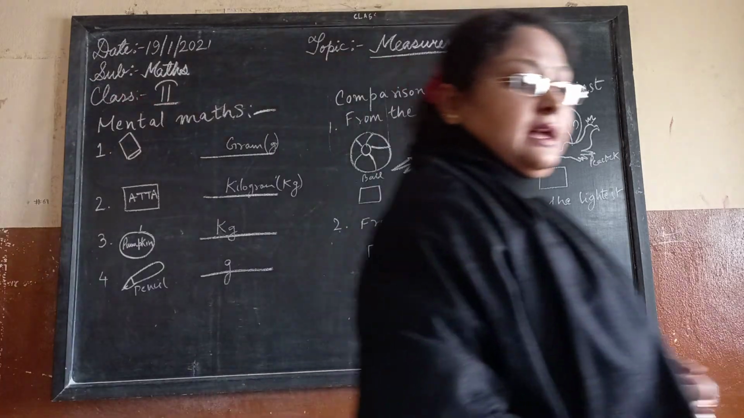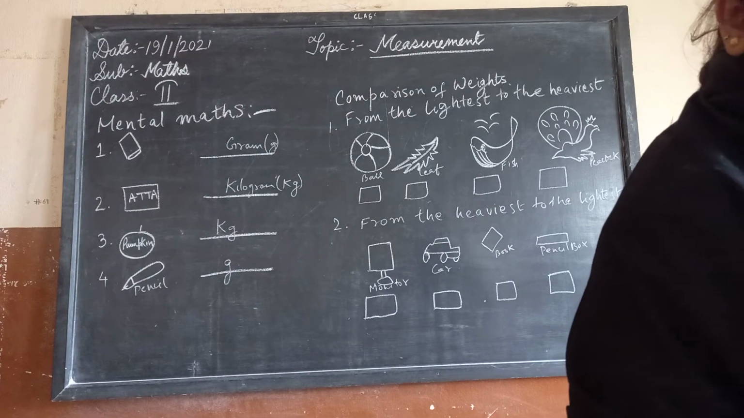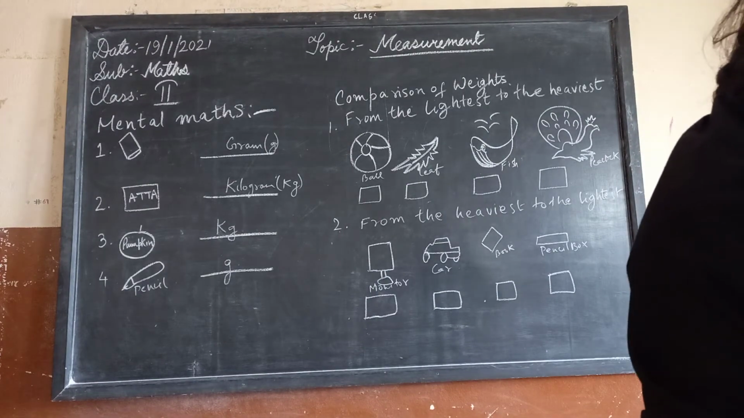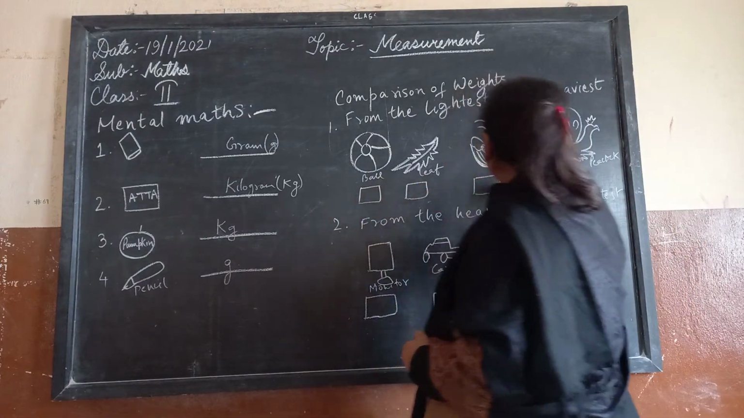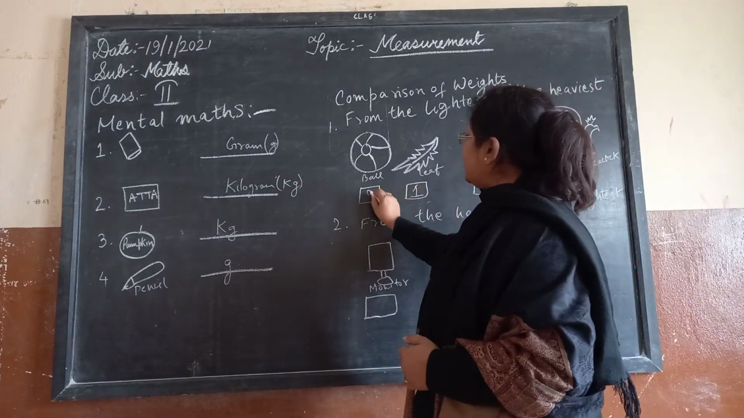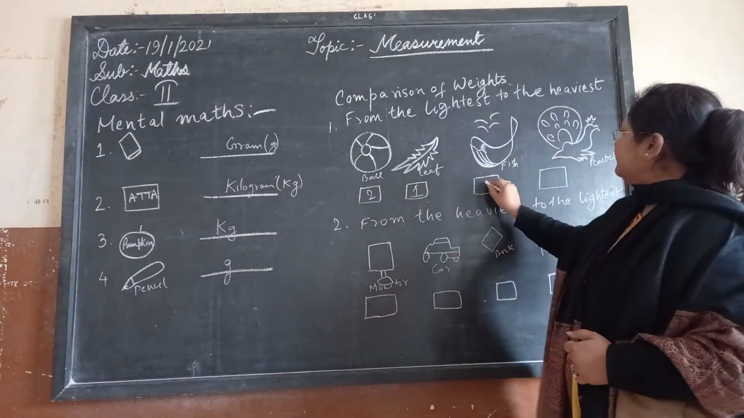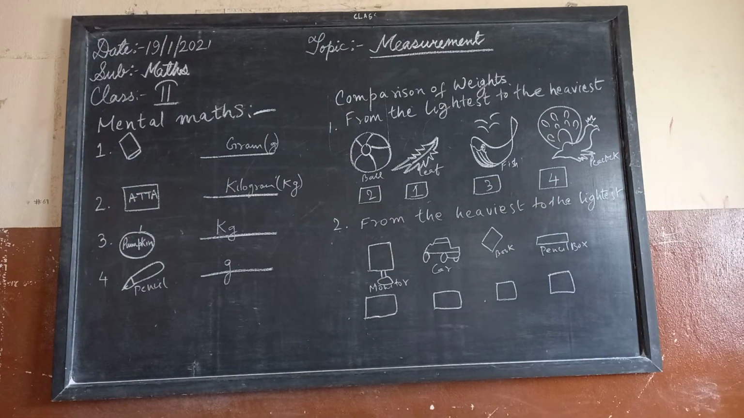Next question is comparison of weight on the basis of the position of the object in the order of their weight itself, from lighter to heavier. Lighter means ball, leaf, fish and peacock. So the leaf will be the first one, then the ball. Okay, then we have the fish, and then we will have the peacock. Okay, fourth. So 2, 1, 3, 4.